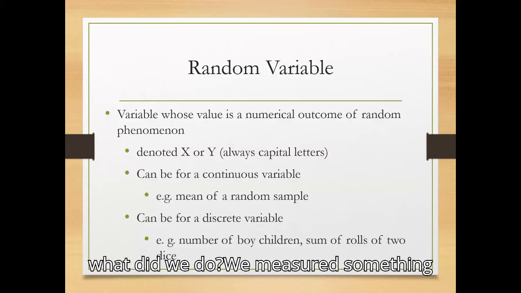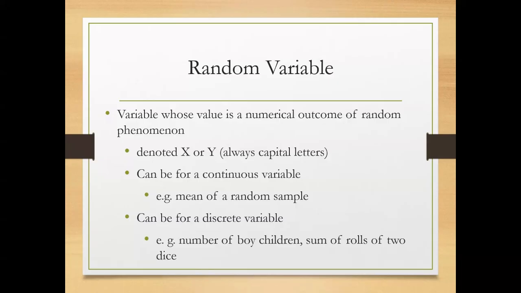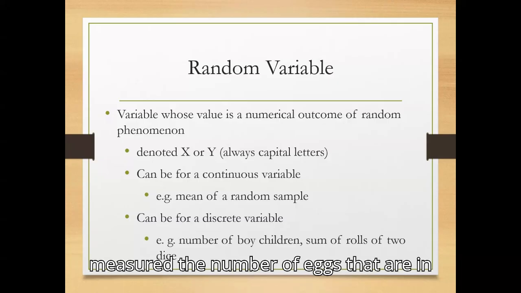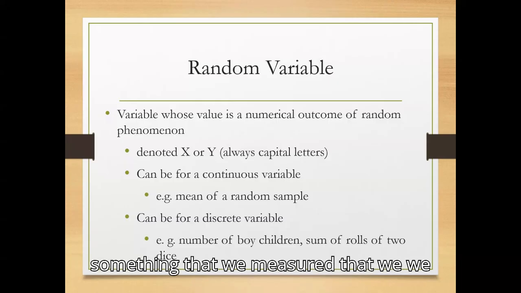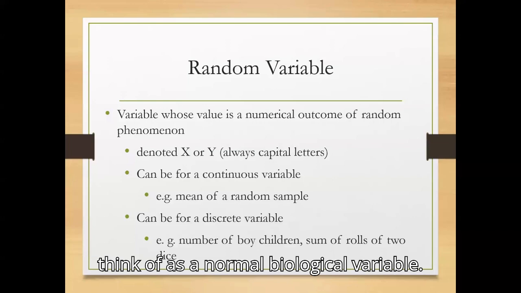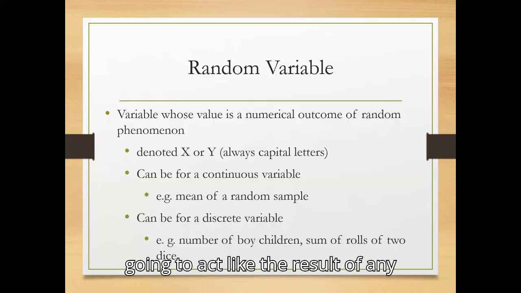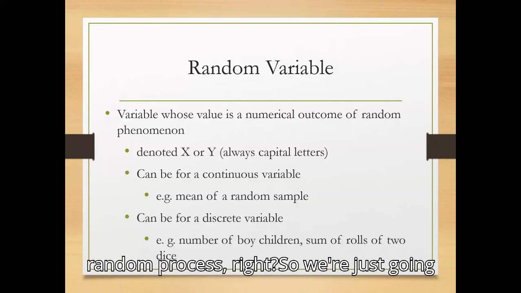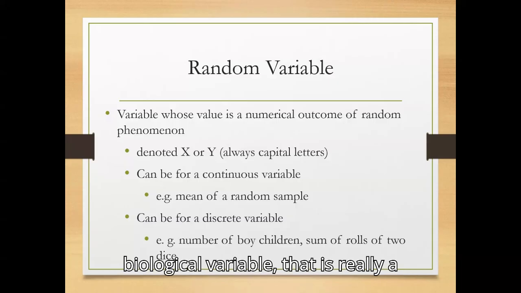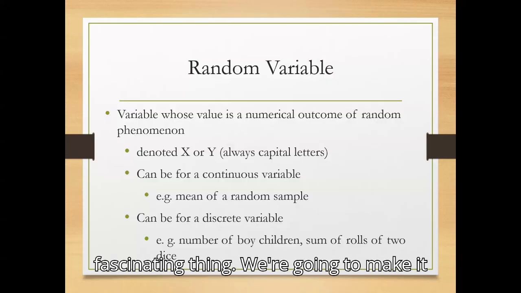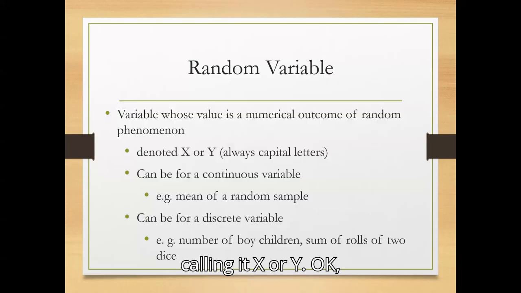And what did we do? We measured something about the ducks. We could have measured the weight of the ducks. We could have measured the number of eggs that are in the duck's nest. So something that we measured that we think of as a normal biological variable, and because we took a random sample, it's going to act like the result of any random process. So we're just going to denote it X or Y. We're going to say, hey, my thing that I measured, my biological variable that is really a fascinating thing, we're going to make it sound really boring and abstract by just calling it X or Y.